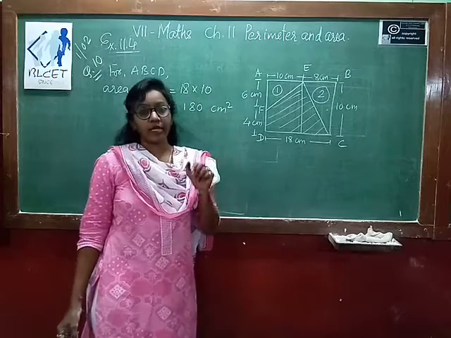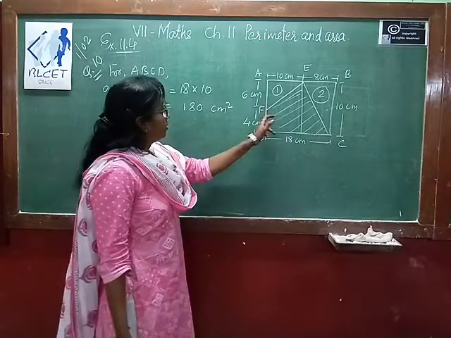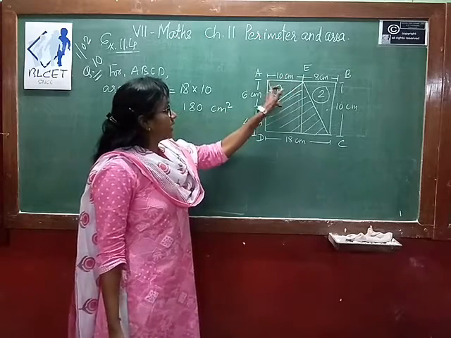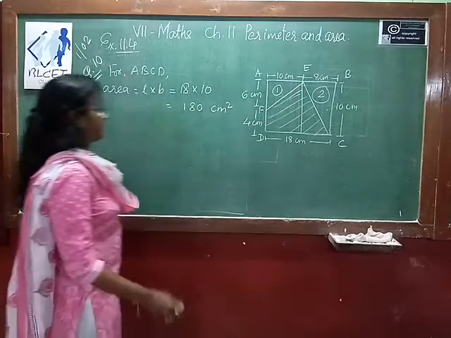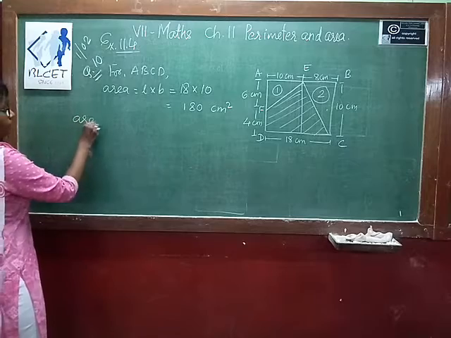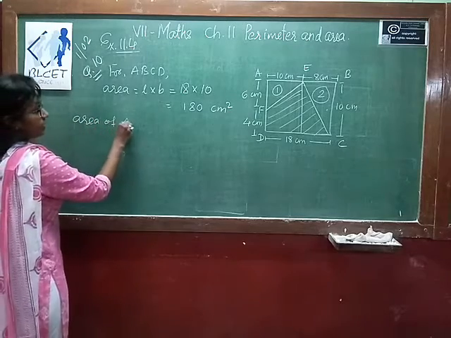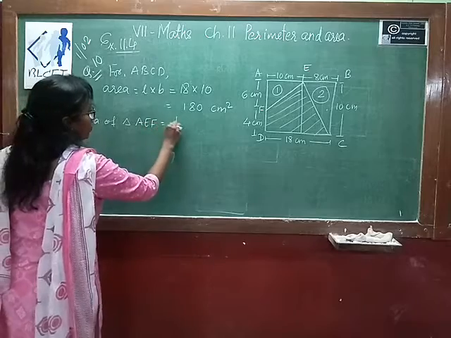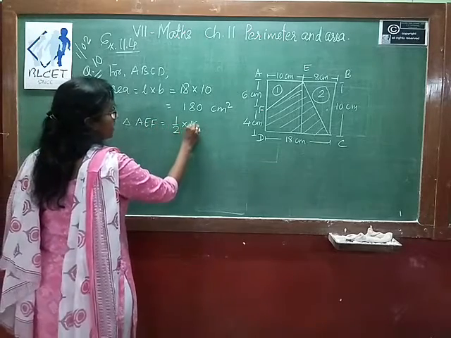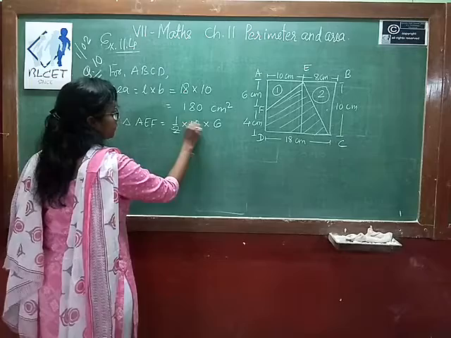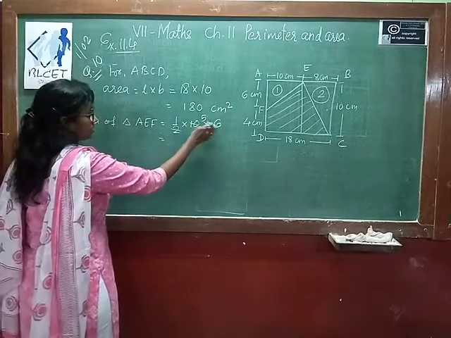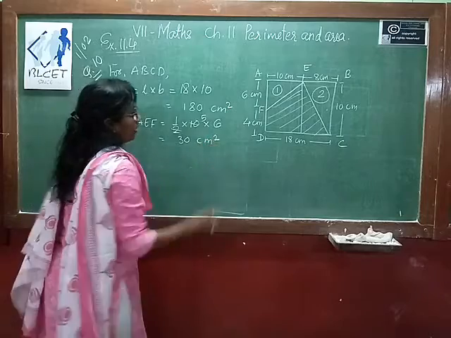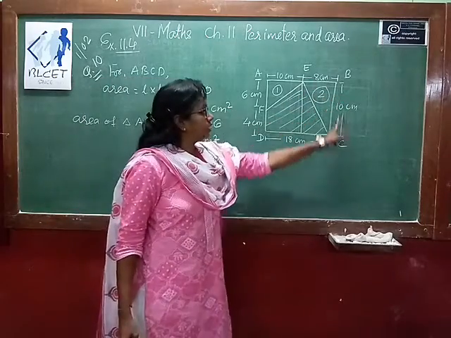Now we will find the area of this triangle. The formula is 1/2 base into height. This is a right angle. This is your base 10 centimeter and this is your height 6 centimeter. So area of triangle AEF is equal to 1/2 base into height. 5 tens are 50, no: 1/2 into 10 into 6, 5 sixes are 30. So 30 centimeters square.